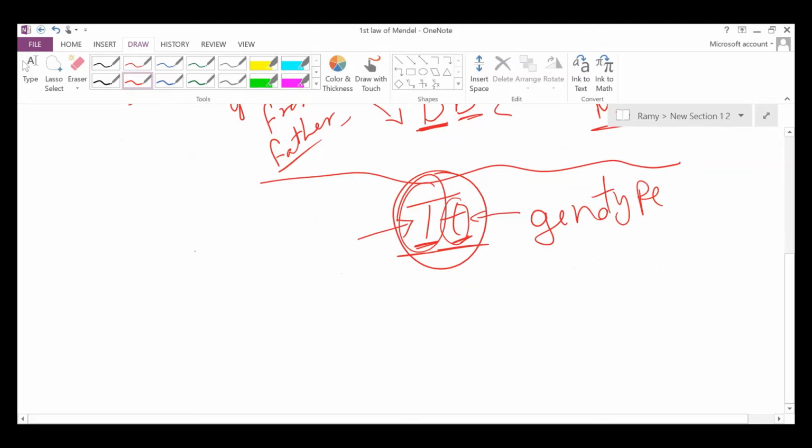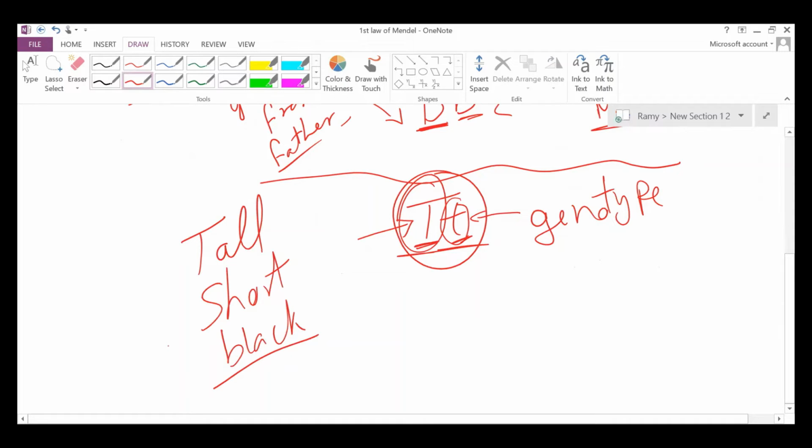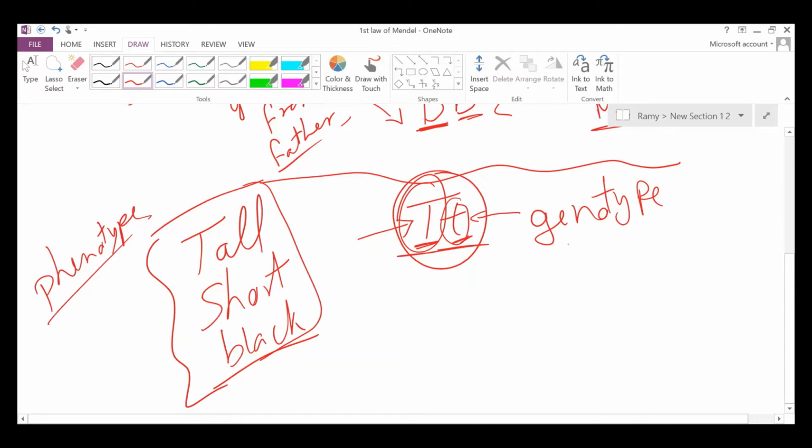When I say tall or short, or when I say the color itself, we're mentioning the physical appearance of the trait, so it is phenotype. I'm just revising that genotype is the genetic makeup of the trait or the organism. So when I say this plant is tall, heterozygous, that means this plant has T capital, T small, one allele dominant and one allele recessive.